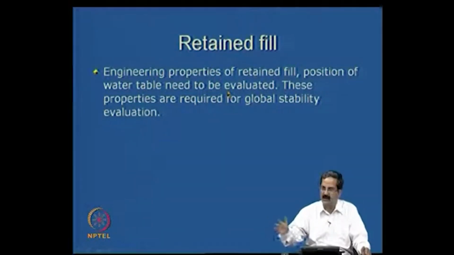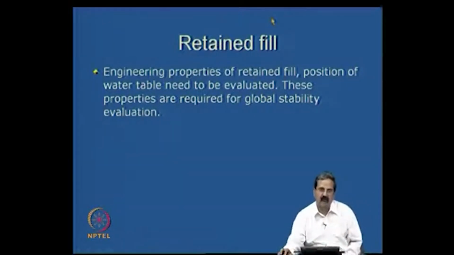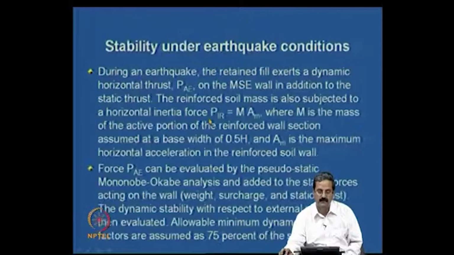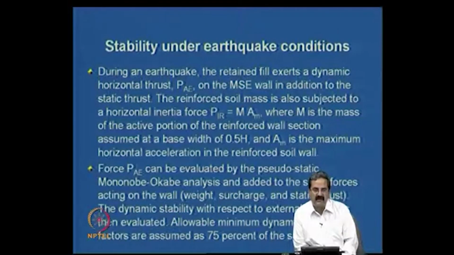Say, for example, you are constructing a wall next to some slope, and you need to know what drainage channels are likely to be intersected, so that you can provide proper drainage in the RE wall. So, these are all required from a global stability point of view. Then, when you are trying to study the behavior under dynamic conditions, what is going to happen?